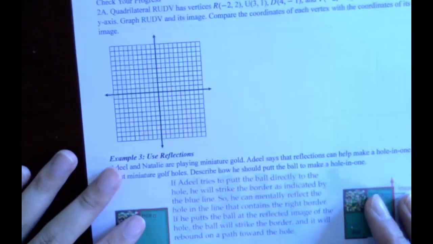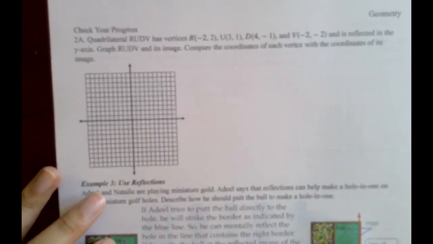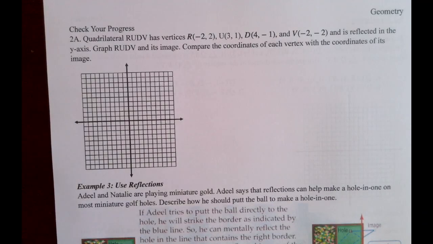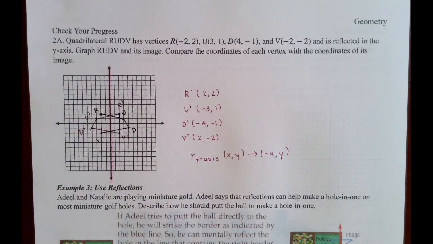Okay, so why don't you try CYP2A on your own, and then once you're done, come check your answer. Okay, this is what you should have gotten. R prime is at (2, 2). U prime is at (-3, 1). D prime is at (-4, -1). And B prime is at (2, -2).